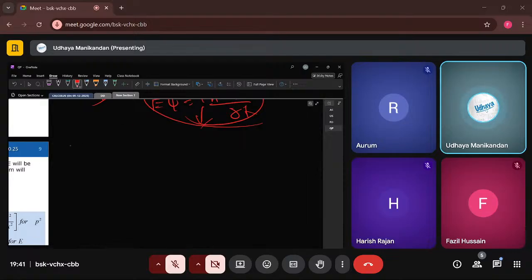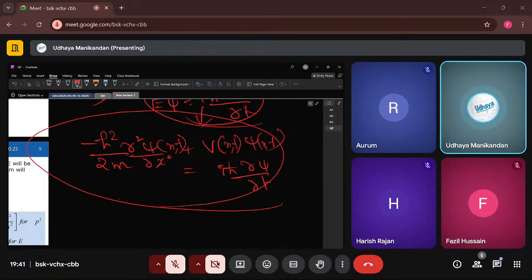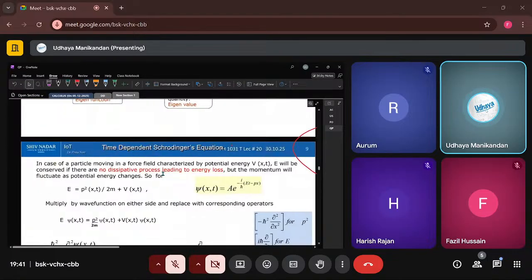So what was my equation there? Minus ħ² by 2m ∂²ψ/∂x², with ψ as a function of x and t, plus V as a function of x and t, multiplied by ψ as a function of x and t, is equal to, substituting what I just derived, iħ ∂ψ/∂t. That's it, guys. This is the time dependent equation. Okay, so this is what you have to remember for this particular slide.